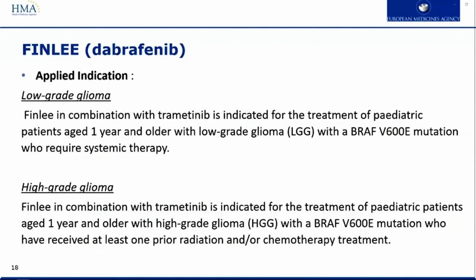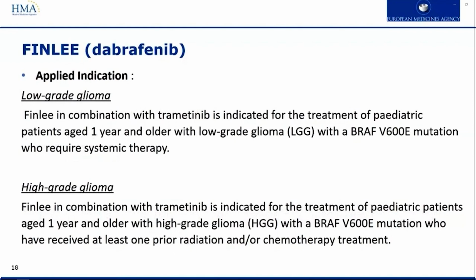With this application, the applicant aimed for an indication for dabrafenib covering both low and high-grade glioma in combination with trametinib for the treatment of pediatric patients aged 1 year and older with BRAF V600E mutation, while for low-grade glioma, the indication is for patients who require systemic therapy. For high-grade glioma, dabrafenib should be given to patients who have received at least 1 prior radiation and/or chemotherapy treatment. It's acknowledged that available treatment options for both high and low-grade glioma are not satisfactory, and that a clear unmet medical need exists. FINLY received an orphan designation in 2020.